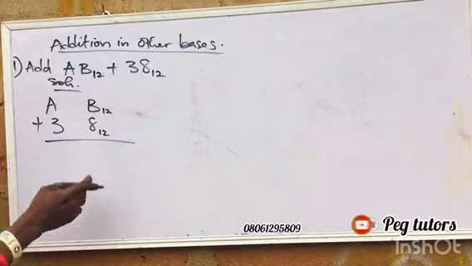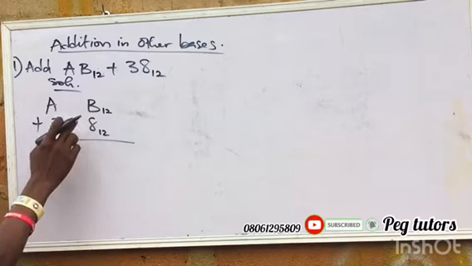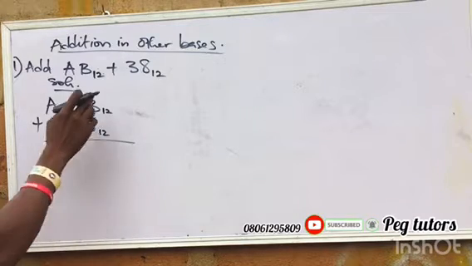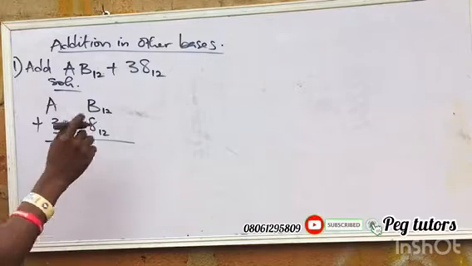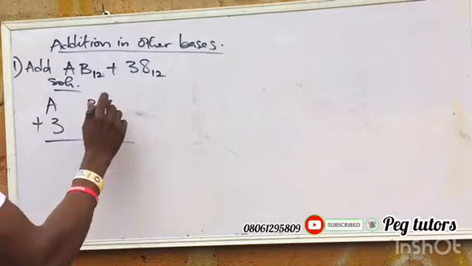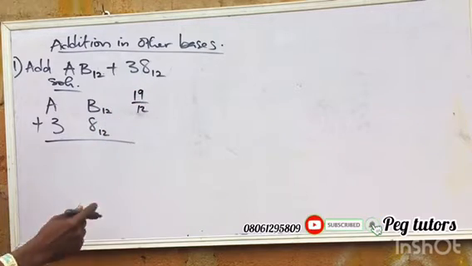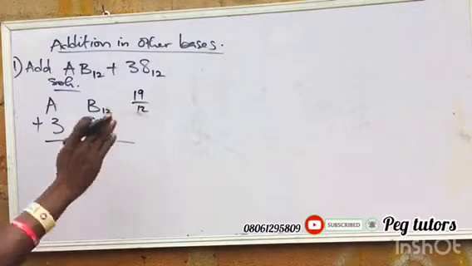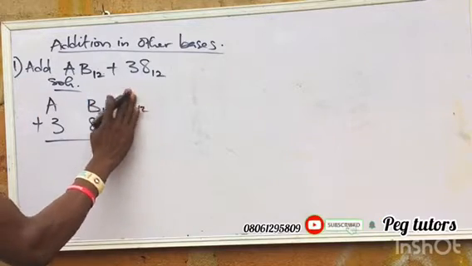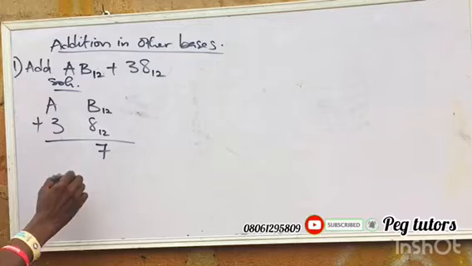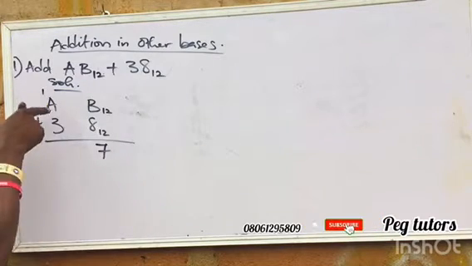So let us add up. B already is 11. Don't forget that B is 11, and 8. So 11 plus 8 will give you 19. Remember, 19 is bigger than 12, so you have to divide 19 by 12. 19 divided by 12 is 1, remainder 7. Now you drop the 7, then carry the 1. All right, carry the 1. You are going to drop the 1 here.